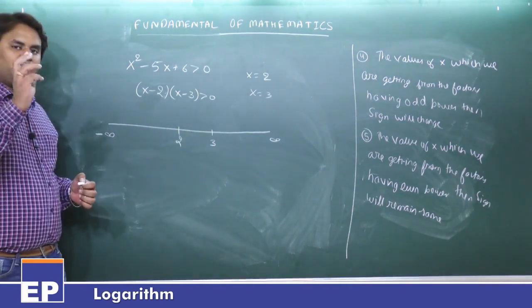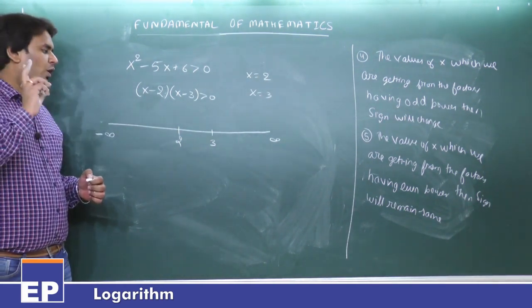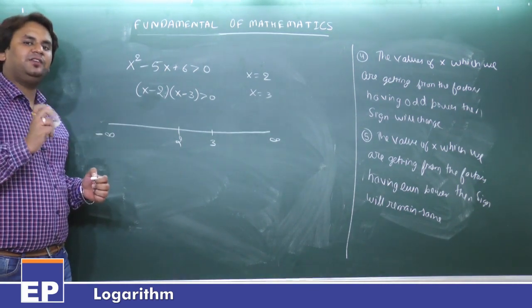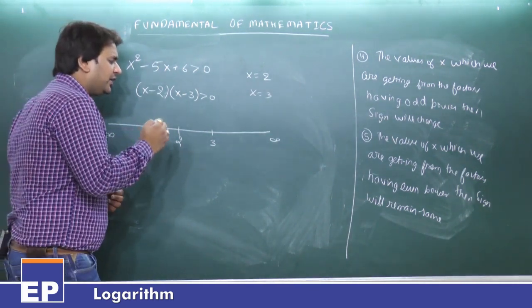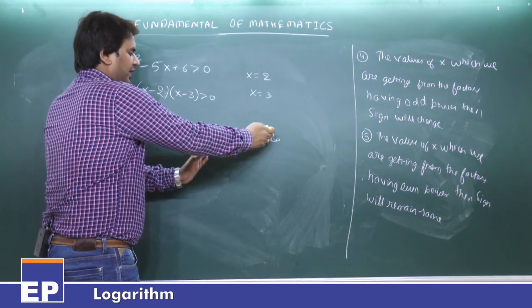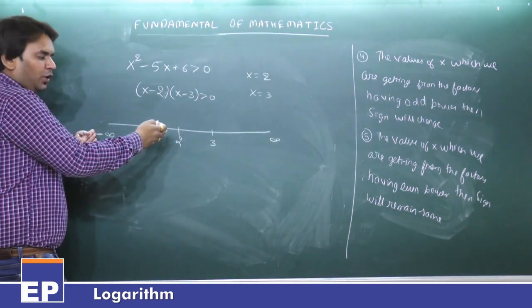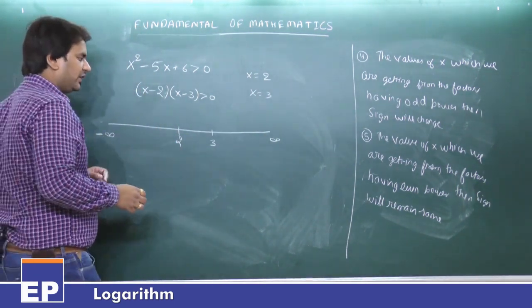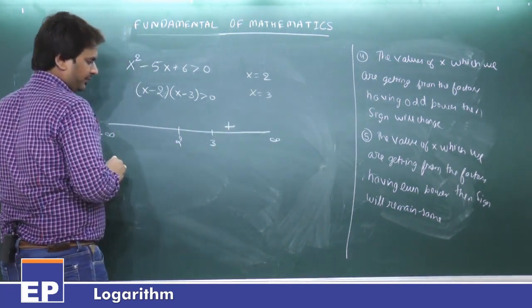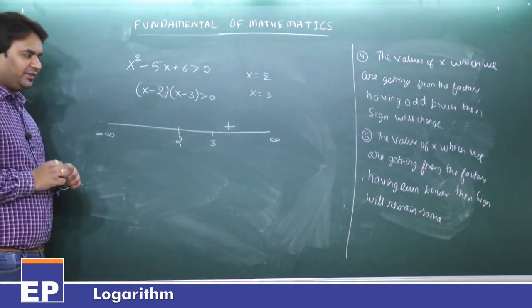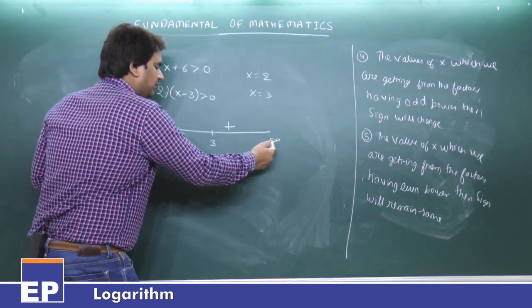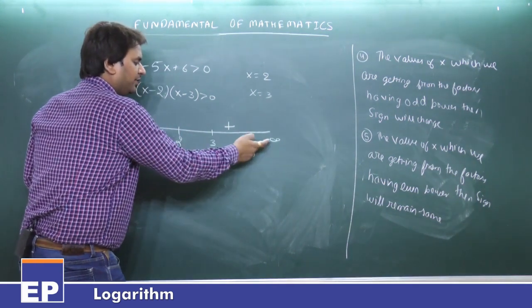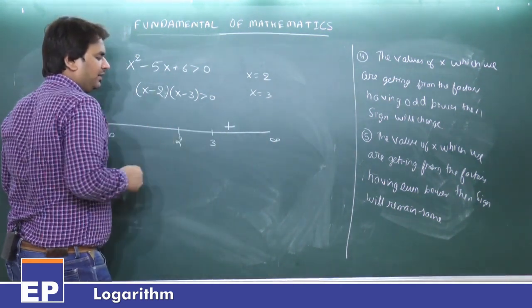Remember the thing. What was the third point? The third point is always start the rightmost side with the positive sign. Which is the rightmost side? This is the rightmost side and this is the leftmost side. So always start the rightmost side with positive sign. So here I am assigning plus sign. Means from infinity to 3, what will be the sign? From infinity to 3, the plus sign is there.